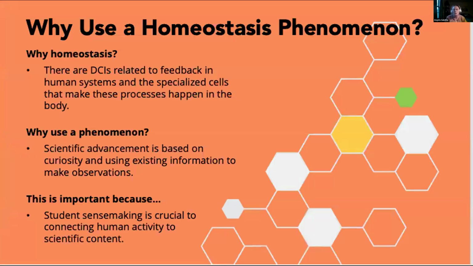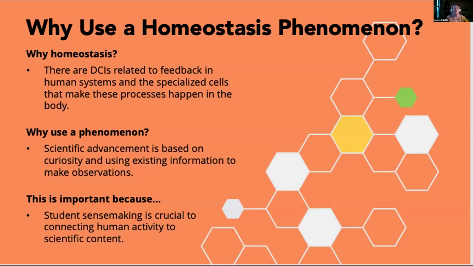Obviously, we all know, at least in the schools that I taught in, standards guide what we have to do, right? So we know that there are standards related to specialized cells. We know that there are standards related to human systems. We know that there are different DCIs related even to how different pieces and parts break down in the body and what they started as and what they become. And so homeostasis and the idea of digestion of milk products and how milk can help with exercise recovery is a great way to bring in those DCIs.